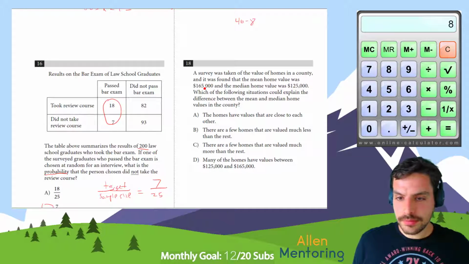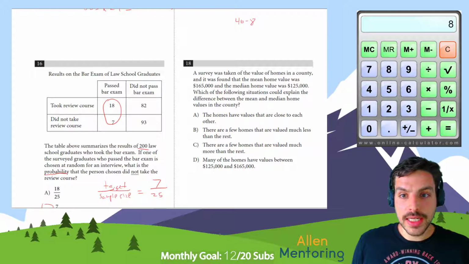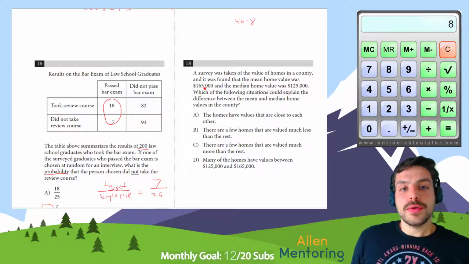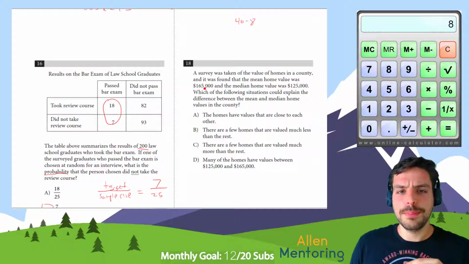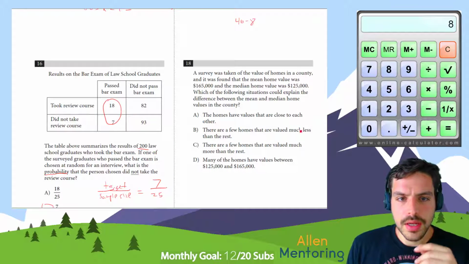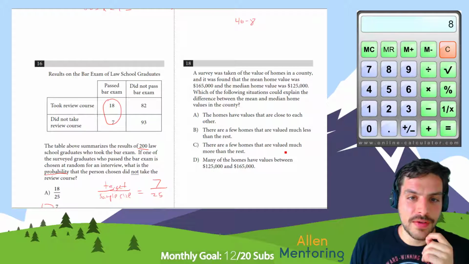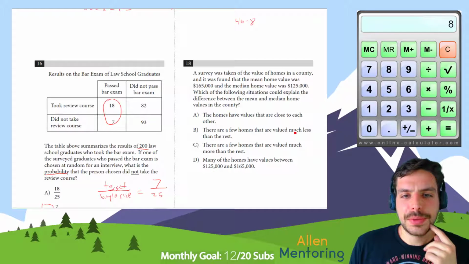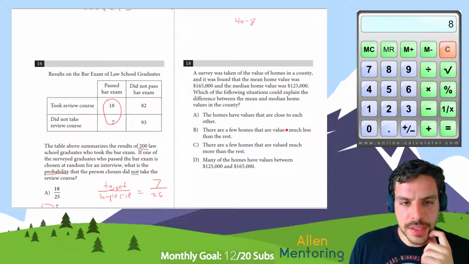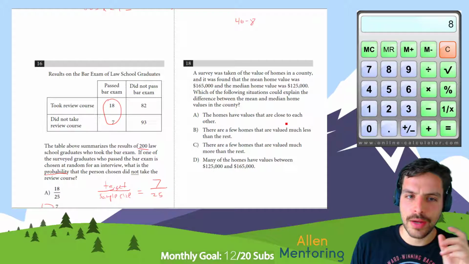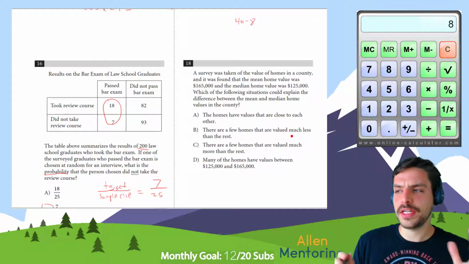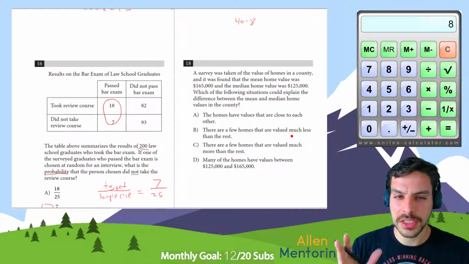All righty, number 18. A survey was taken of the value of homes in a county, and it was found that the mean home value was $165,000. And the median was $125,000. Which of the following situations could explain the difference between mean and median home values in the county? Well, I'm not even going to read the answer choices for now. Let's just think about this logically.